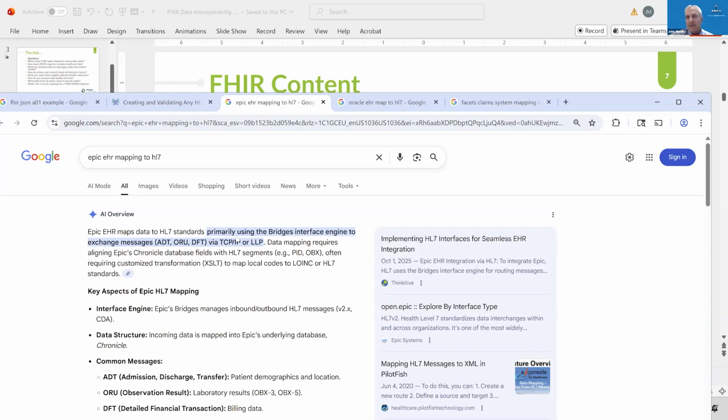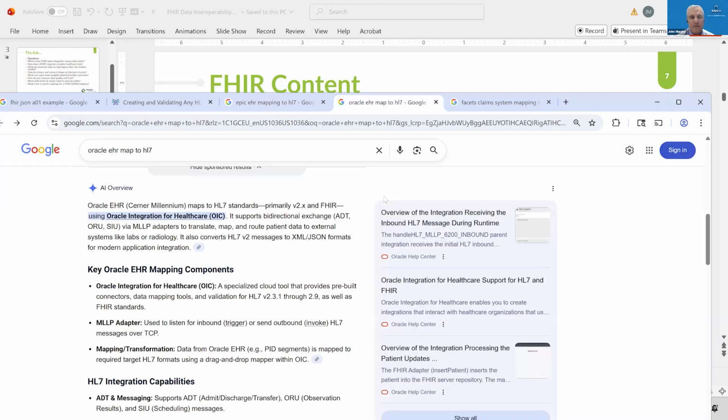It sends an A01 message for an admission, an ORC message for a common order. I think that might be a segment. It'll send that message, and it will know how to ingest that message. That's Epic. Oracle Cerner is the other one. Oracle EHR mapping components.